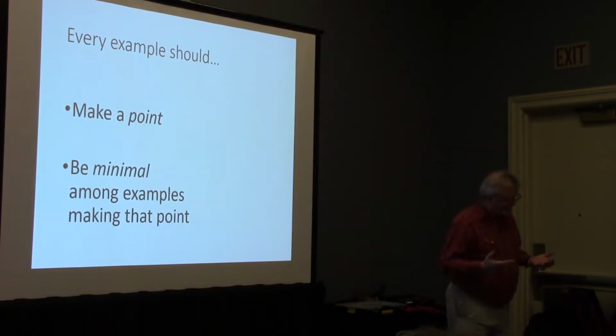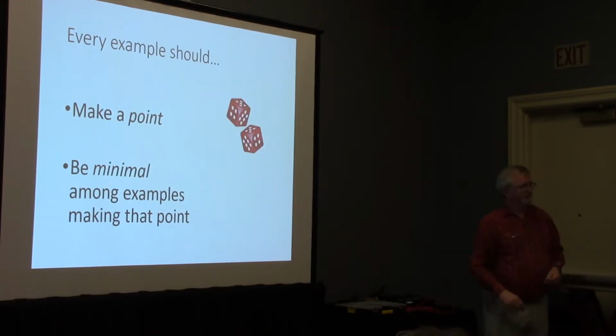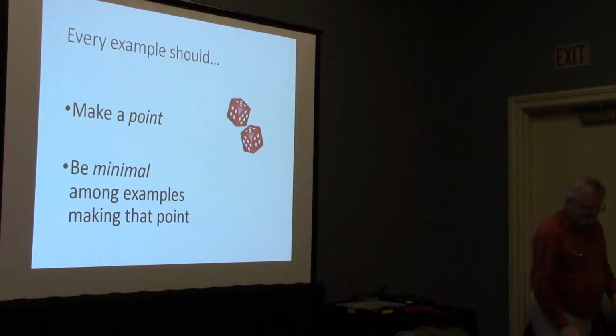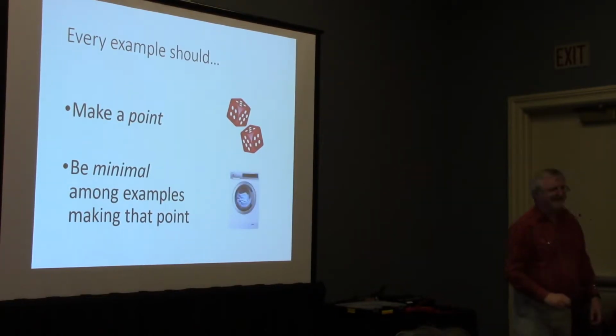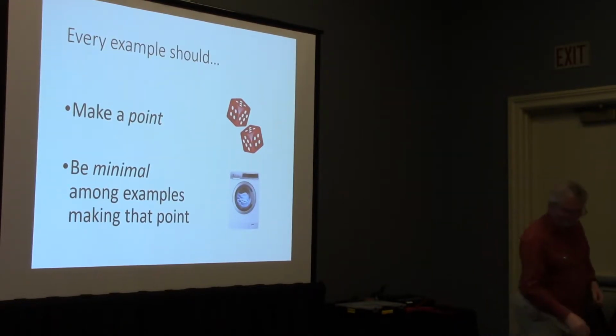So how can we possibly generate these things? Well, we're going to use QuickCheck. We're going to generate lots and lots of random examples, classify them according to what point they make, and then once we've found an example that makes some point of interest, we're going to use QuickCheck shrinking to get a minimal example that makes that point. So this is actually quite easy to do. All we have to be able to do is to say what point a particular example is making.